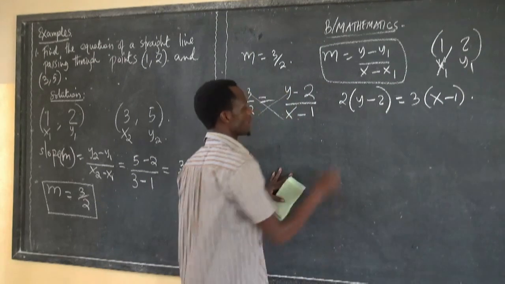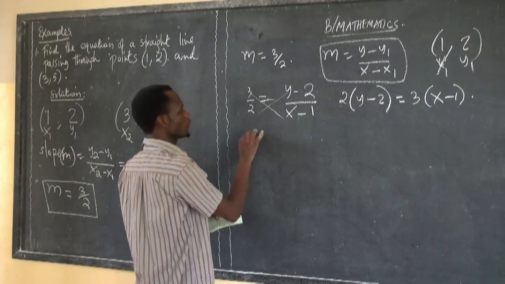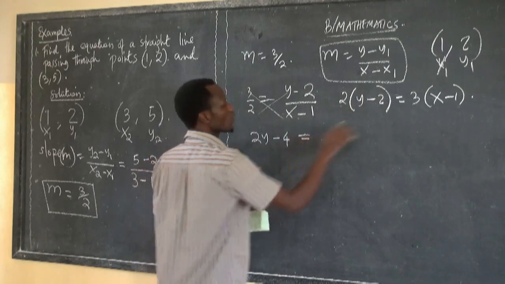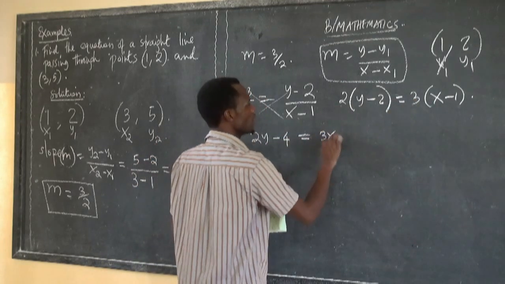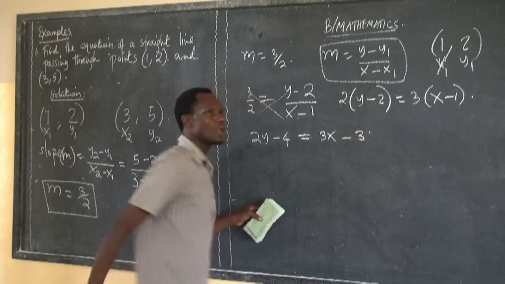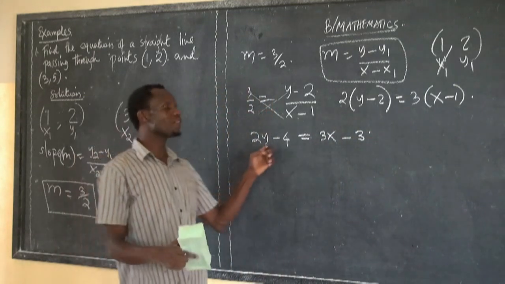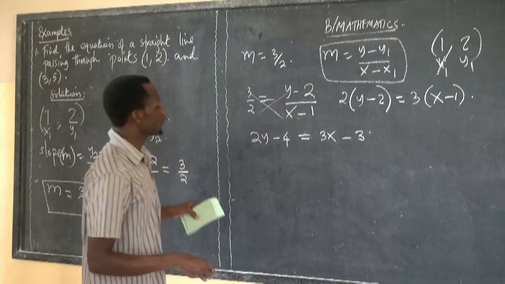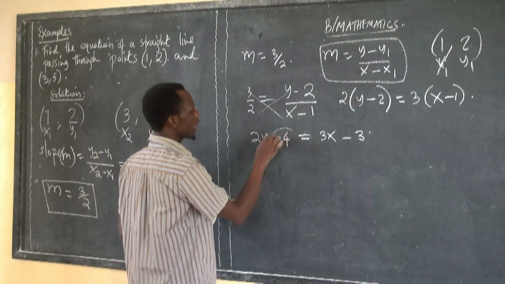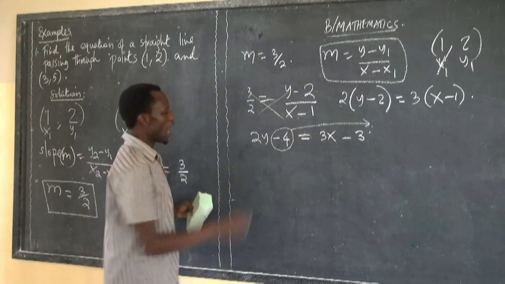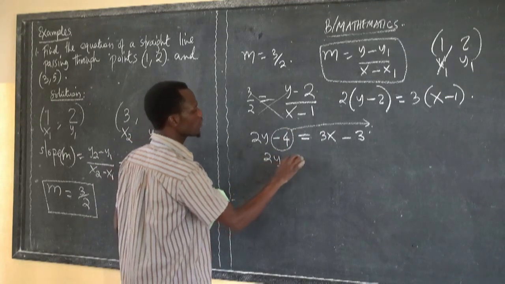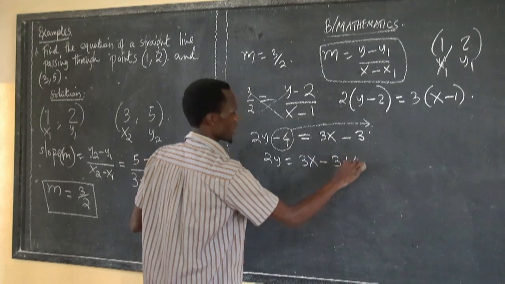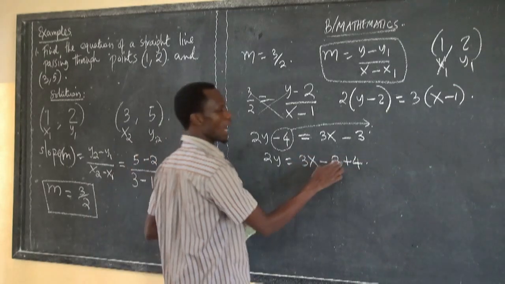Then you open the bracket. Now, you definitely have 2y minus this and this one, it is 4, then is equal, this and this one, 3x minus 3. Now, make y the subject of the formula, which means you find the value of y. If that is the case, this is taken to the other side. Now, you have 2y is equal to 3x minus 3, then plus 4. Now, these are like terms.